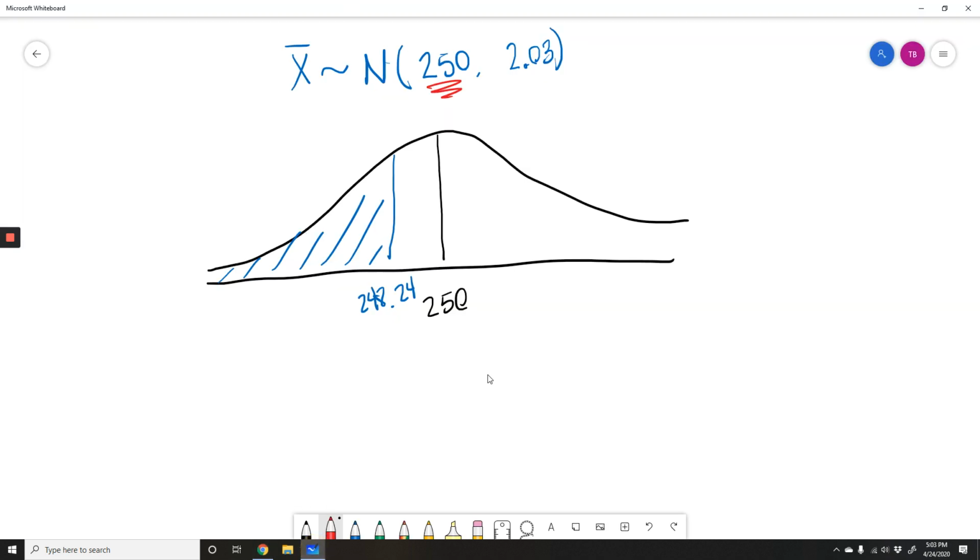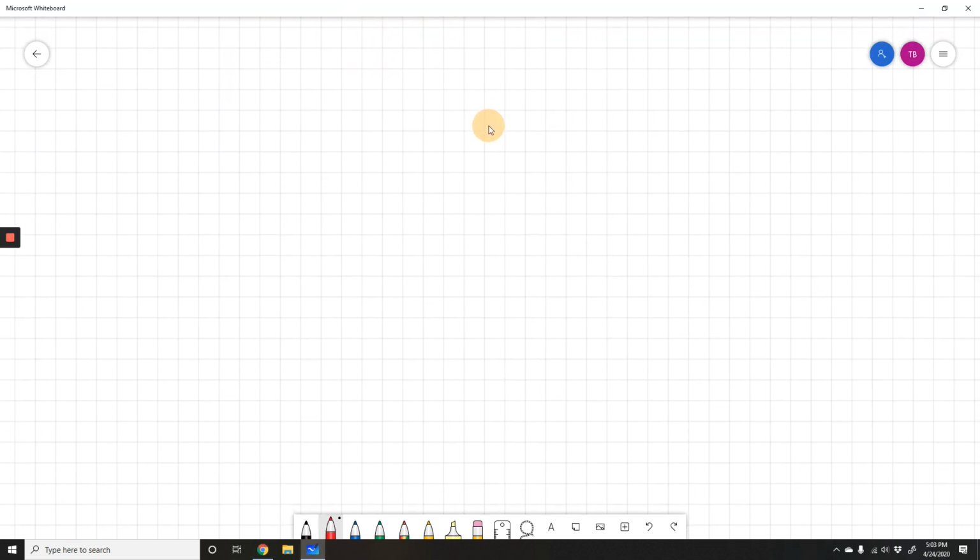So to convert to a z-score, remember a z-score is just the point estimate, so in this case that would be our sample mean. Our sample mean is estimating the population mean, minus the mean of the distribution of point estimates, so the mean from our central limit theorem, divided by the standard deviation of our point estimates.